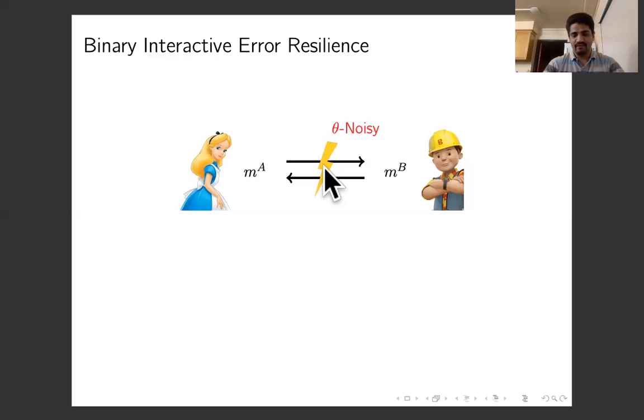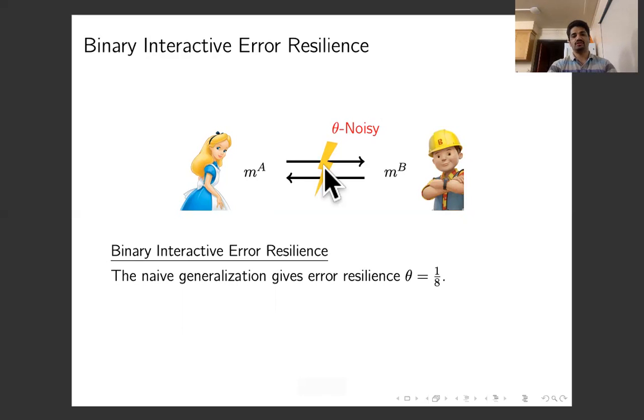Well, the first solution that comes to mind is to use the error correcting code that we have for the one-way task in both directions. Namely, Alice will take an error correcting code, encode MA using the error correcting code, and send the encoding to Bob. Bob can decode and get MA. Bob will use the same error correcting code on MB, send it to Alice, and she can decode and get MB. The task is complete. It turns out that this generalization of the one-way task gives an error resilience of 1/8.